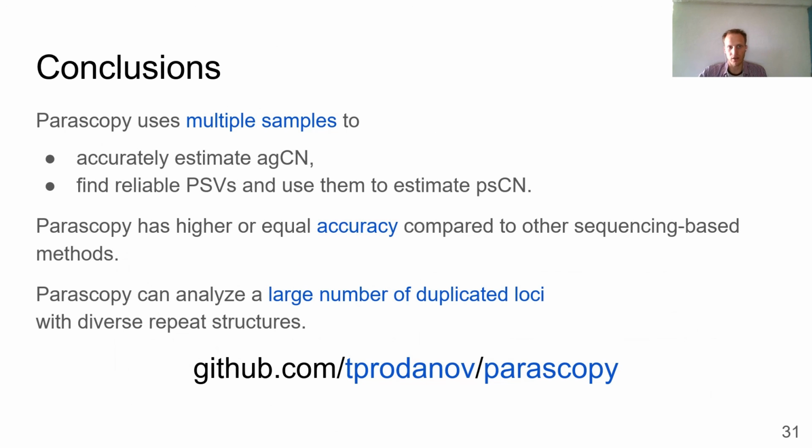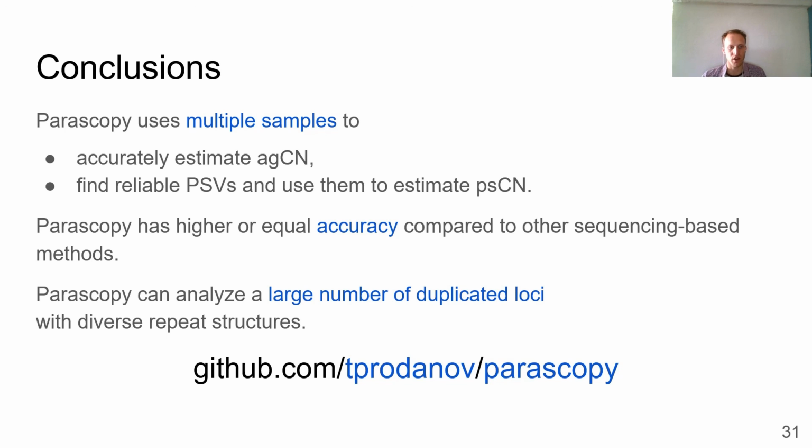Finally, we can say that Parascopy uses multiple samples to estimate copy number. Then we find reliable PSVs and use them to estimate paralog-specific copy number. Parascopy has higher or sometimes equal accuracy compared to other sequencing-based methods. And Parascopy can analyze a large number of duplicated loci. We are not limited to a single region.